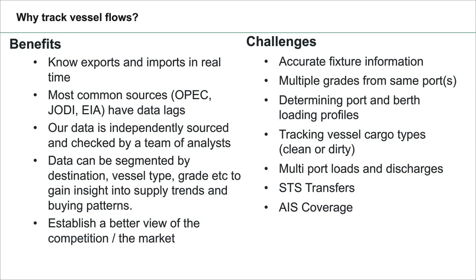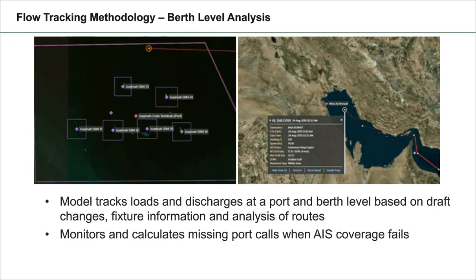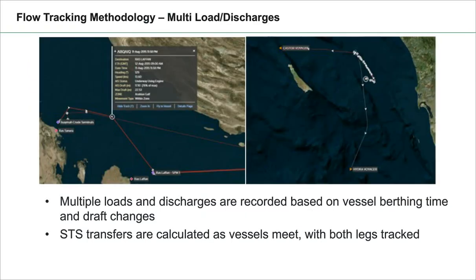In trying to overcome those issues, we have a tracking methodology which looks at vessels moving on a berth level. Our approach monitors calls by vessels at these berths, supplemented by fixtures and a review by our analyst teams to make estimates on not only the start and end point of the vessel movements, but also the quantity loaded and the estimation of what grades of crude have loaded. We also have algorithms which estimate the intended destinations where AIS tracking fails, to join the missing parts of the journey. We also look at multi-loads and discharges.